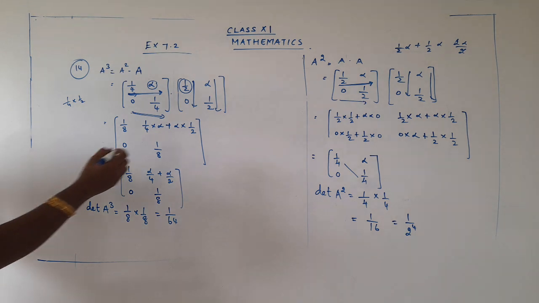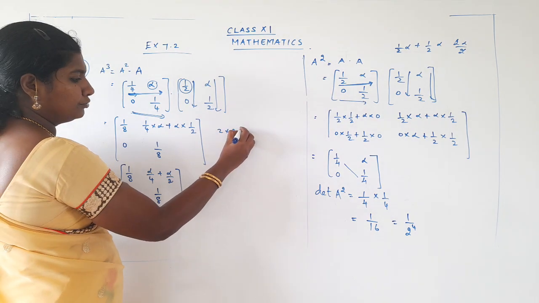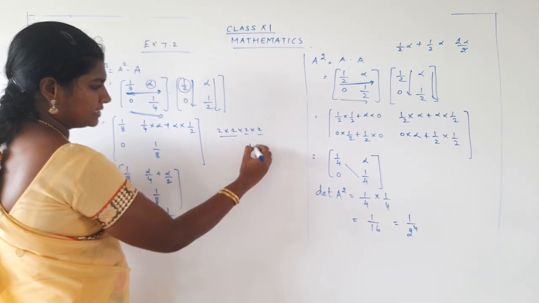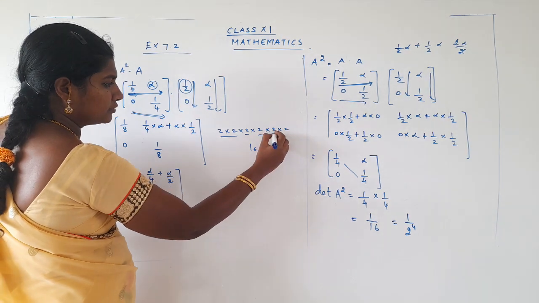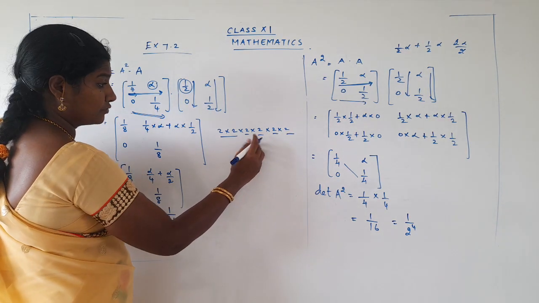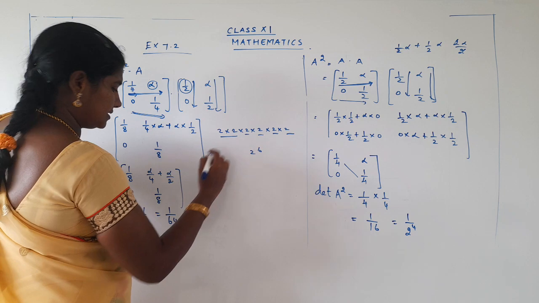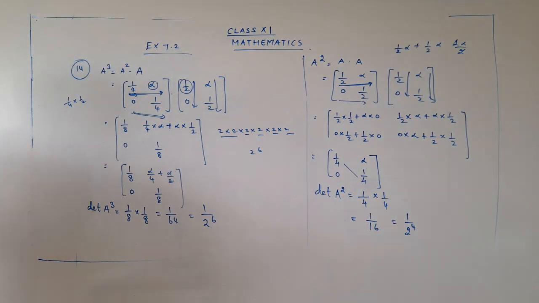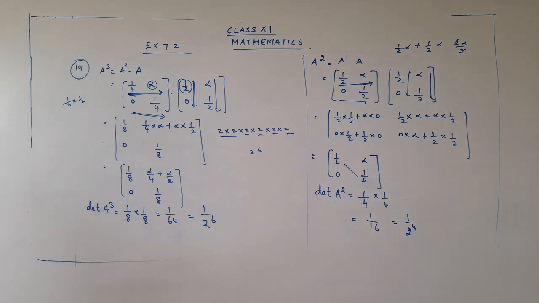See here. 2 into 2 into 2 into 2, 4, 8, 16. Yes. Into 2 into 2, 32 into 2, 64. So 2 raised to 6. 1 upon 2 raised to 6. So we have found the determinant of A cube also, that is 1 upon 2 raised to 6.